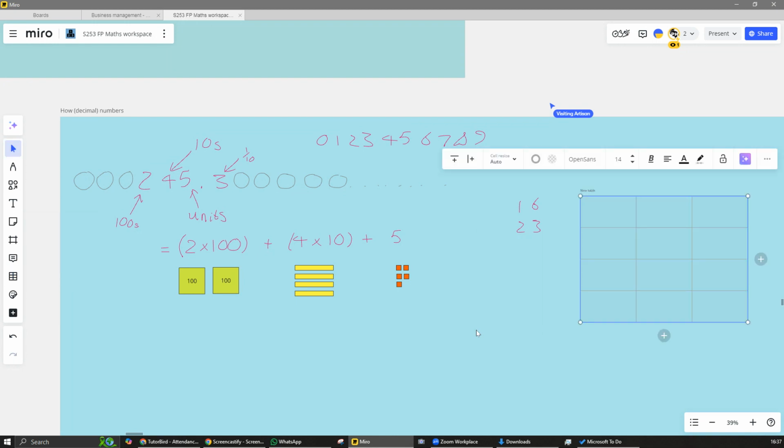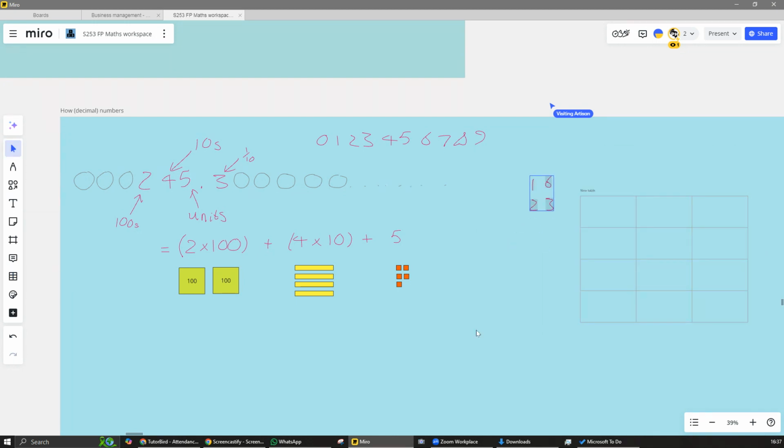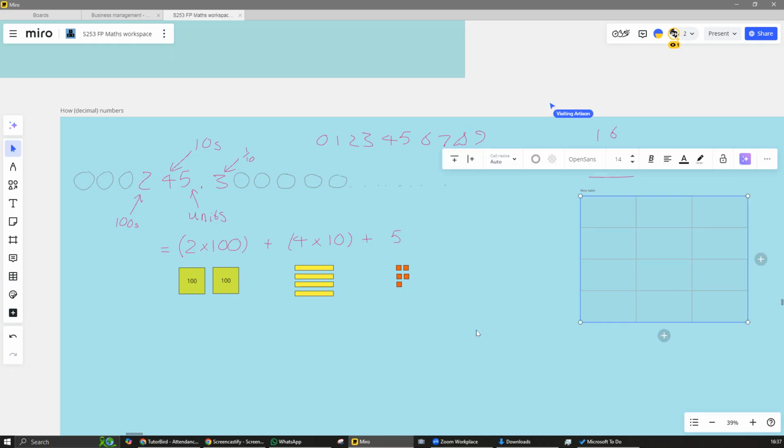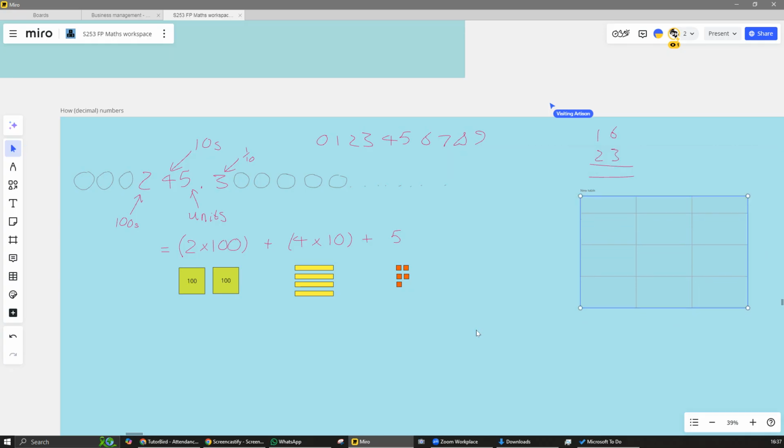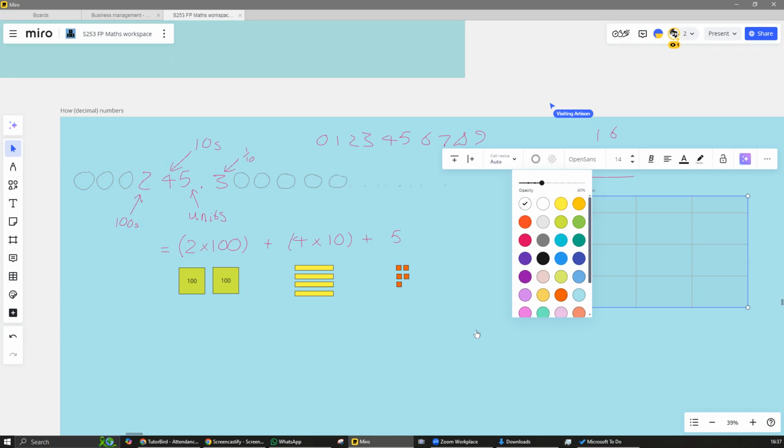So yeah, I'm trying to add 16 plus 23. Okay, we know that we do it like that, generally speaking. Now that is a table, but it's just a very rough table. So how it would look if I wanted to do it in a table would be something like this.